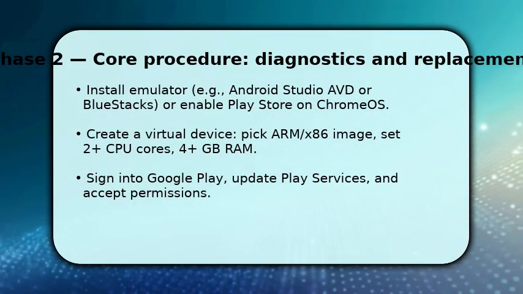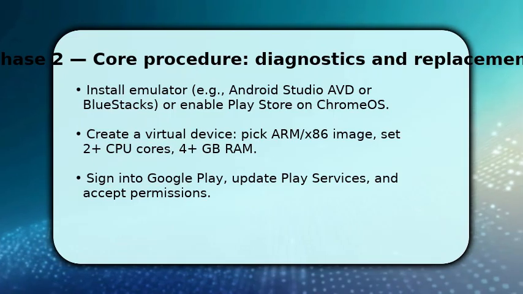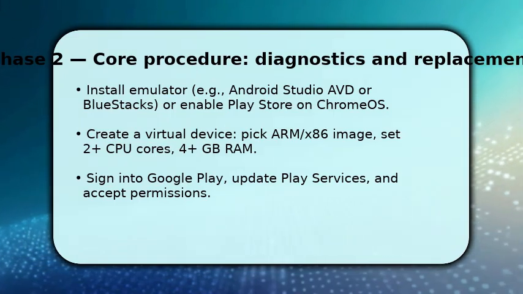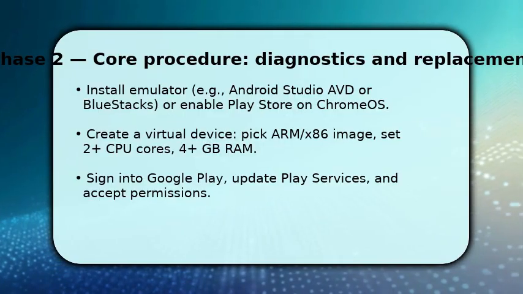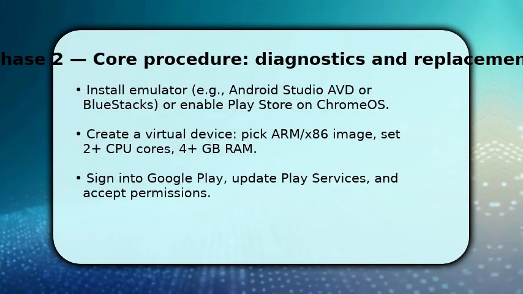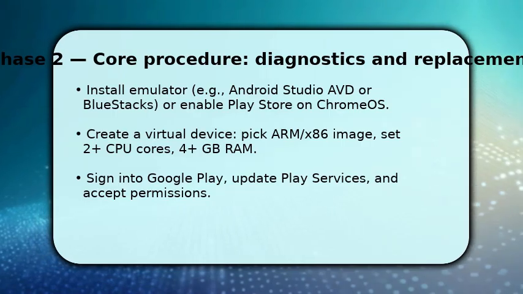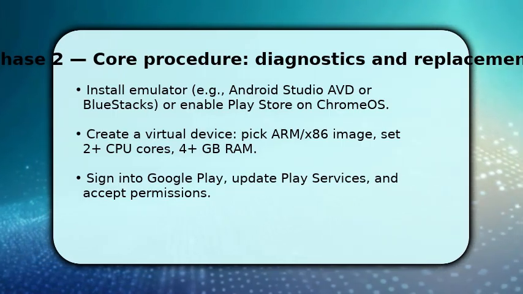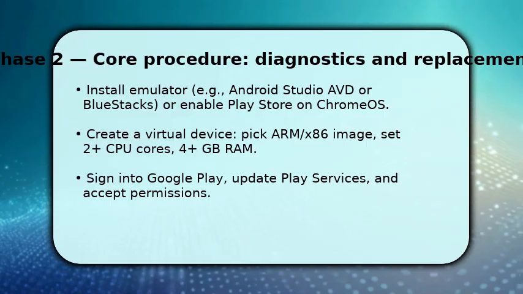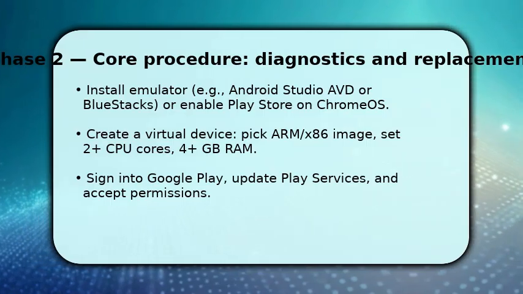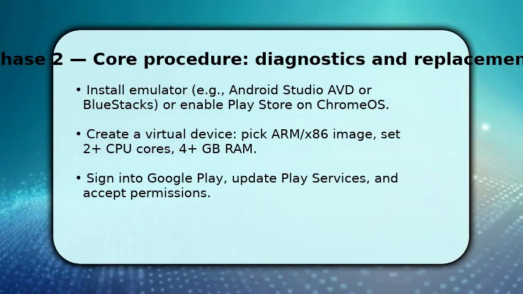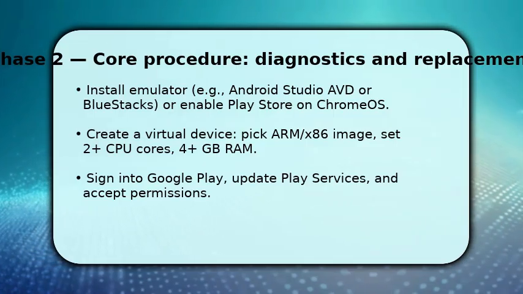You now install and configure the environment. If on Windows, install an emulator like Android Studio AVD or a lightweight alternative. Pick an x86 image for best performance. Create a virtual device with 2 or more CPU cores and at least 4 GB RAM and assign 20-30 GB storage. For Chrome OS, turn on Play Store and update Android apps.